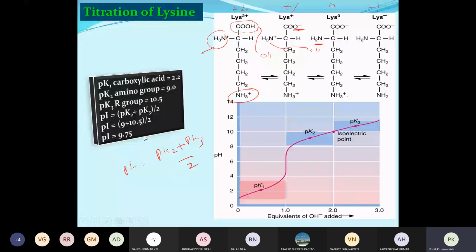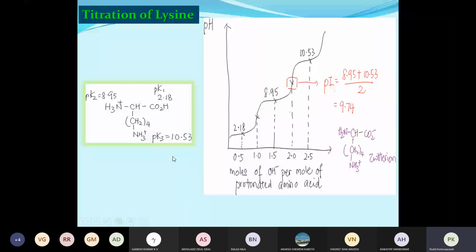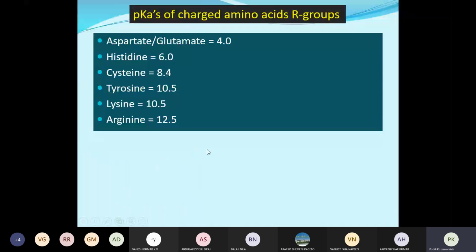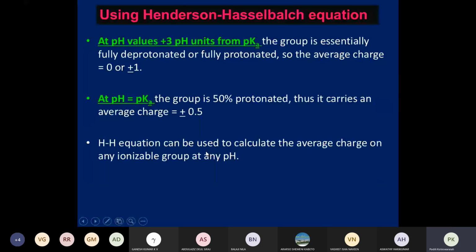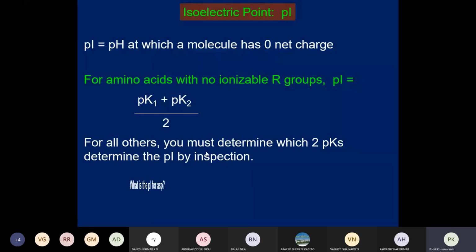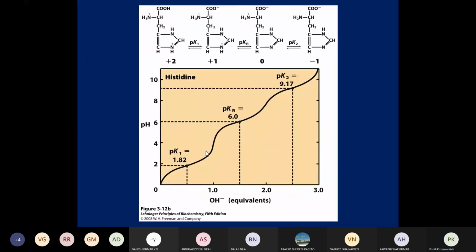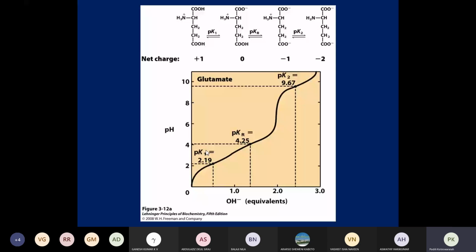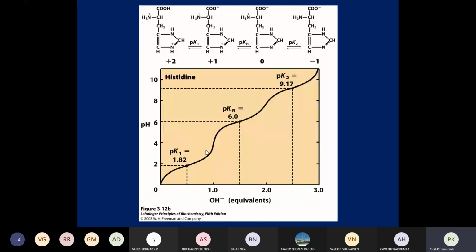You can see here it is almost 10, and that means since it is a basic amino acid, its pI value lies on the alkaline side. So this is about this one. In addition to this, we have another amino acid, that is histidine. Histidine is also a basic amino acid, but you can see here that at extreme low pH, the carboxyl group, the alpha amino group and also the ring amino group, all of these are protonated.